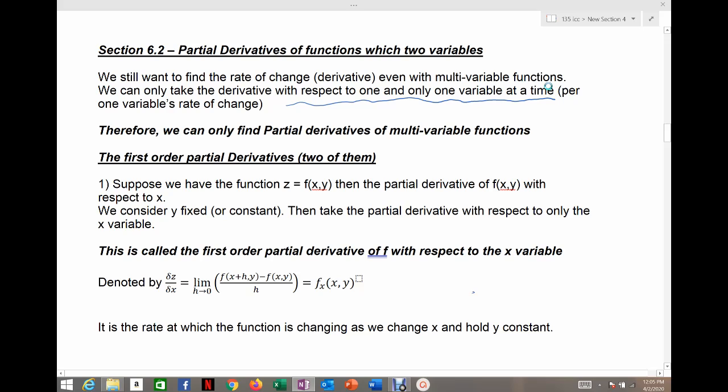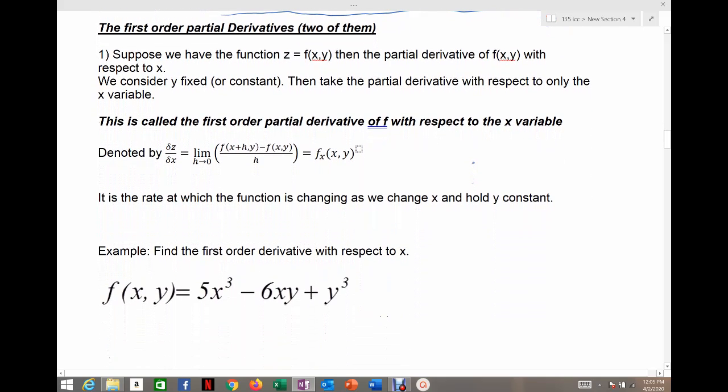Right? My function is changing per one variable's rate of change, which means we can't find the derivative in the same way that we did with the one variable case. What we can find are what are called partial derivatives. For the functions we're going to be dealing with, since we have two variables, we're going to have two first order partial derivatives. If I had three variables, I'd have three first order partial derivatives. If I had five variables, I'd have five. The reason why is because of how we have to find them.